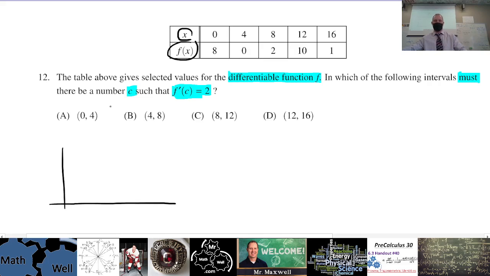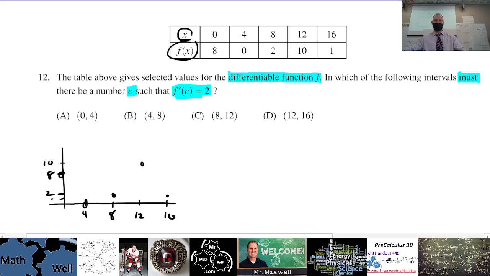I like that idea. So remember, this is x, y. So we've got 0, 8. There's a point. We've got 4, 0. There's a point. We've got 8, 2. There's a point. And we've got 12, 10. There's a point. And we've got 16, 1. Okay, so 16 and 1.